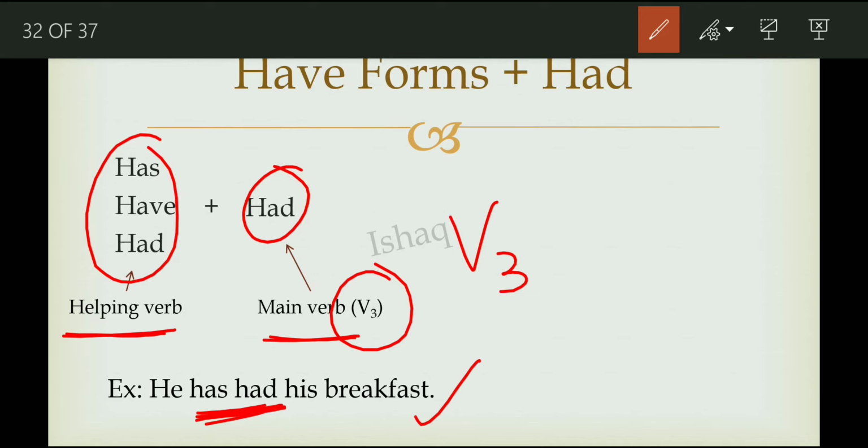So "he has had": this "has" is the helping verb of the present perfect tense, and this "had" is the main verb, the action of the verb, which means he has just completed his breakfast. "Had" tells you the main verb, having breakfast, and "has" tells you about the present perfect tense. Are you clear? But you should remember that the second "had," used as the main verb, should be in V3 form, because the helping verb is already a have form, so the main verb should be V3, and that is "had." Hope you are clear with this.